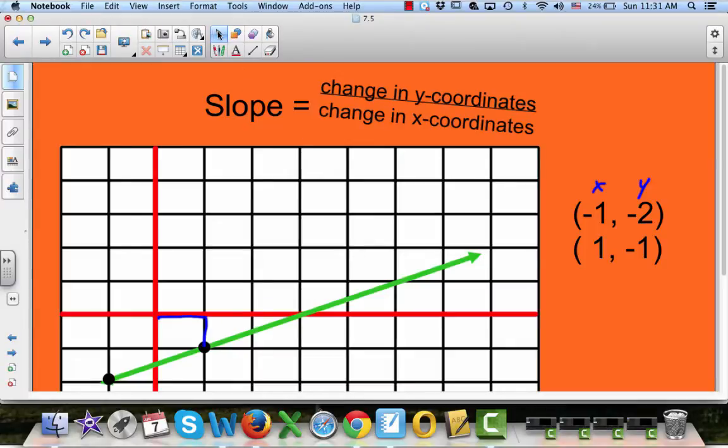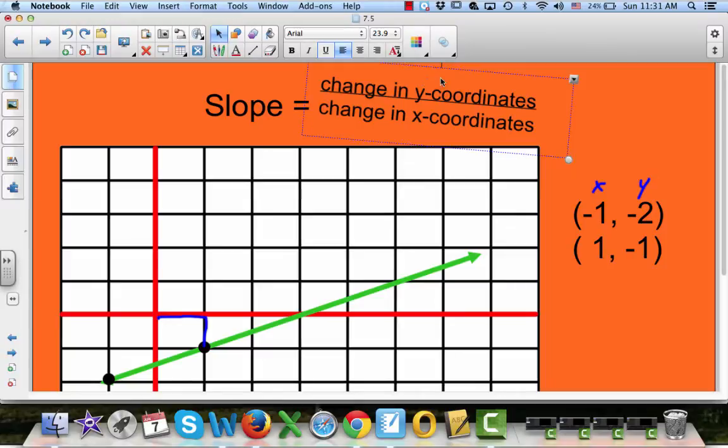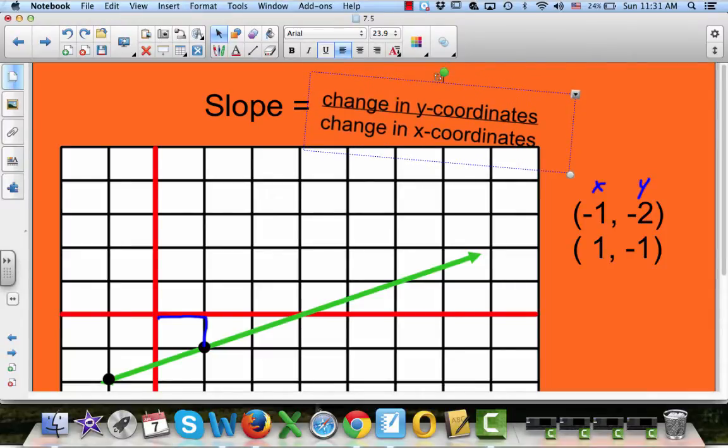So now we come up here and we look at this. Oh, let's fix this, if we can.